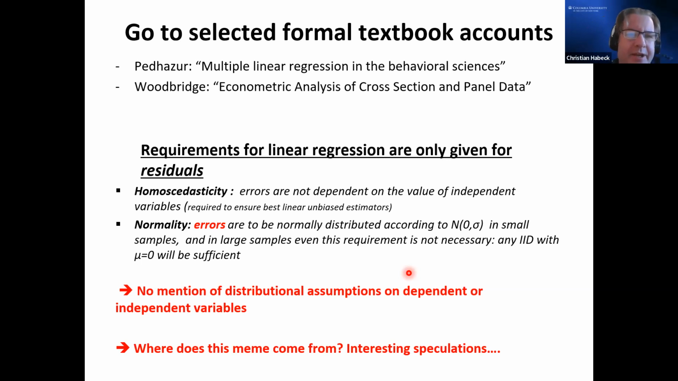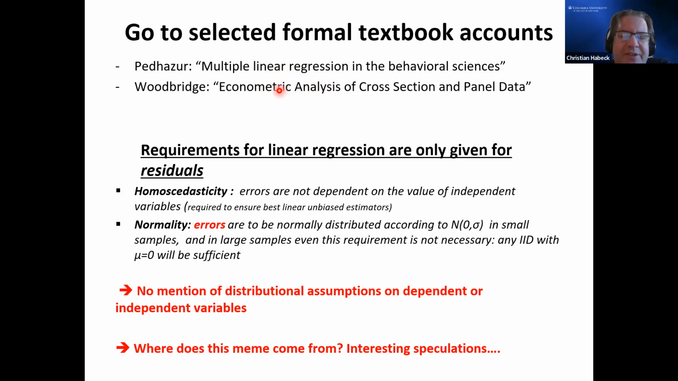But okay, there are many much smarter people than me. So first of all, I looked at formal textbooks, and there's one that is like a classic in the behavioral sciences. There's also a very nice econometrics longitudinal cross-sectional textbook by Wooldridge. And you can look at other things too.